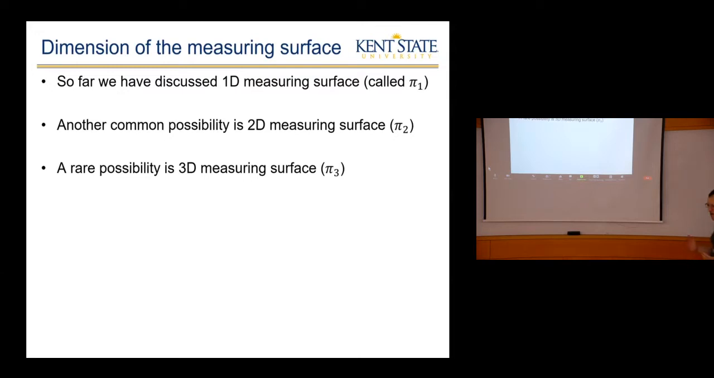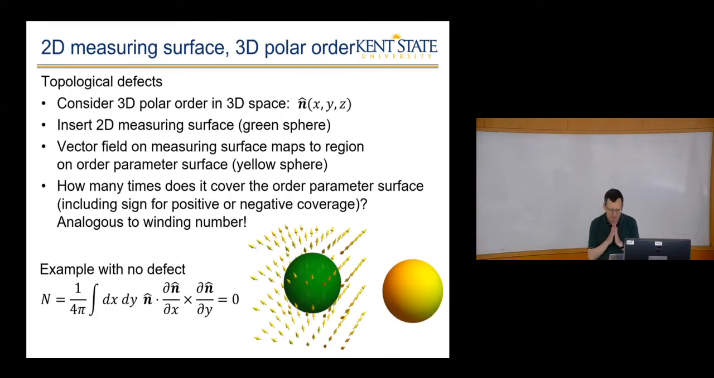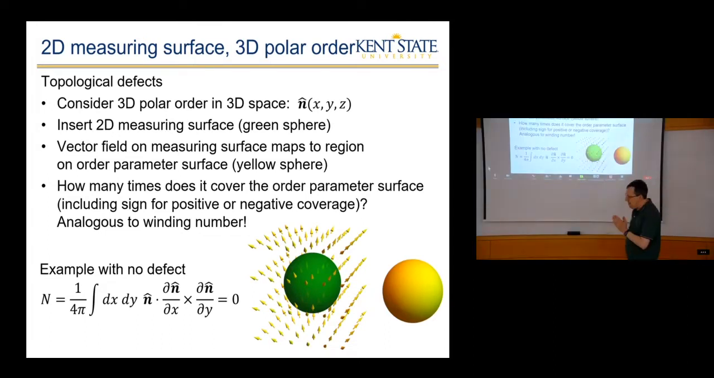But that's not the only possibility. Another common possibility is a two-dimensional measuring surface, which topologists would call pi 2, and then a rare possibility is a three-dimensional measuring surface, pi 3. Let me talk about the 2D one a lot and the 3D one a little bit. For the 2D measuring surface, okay, suppose we have three-dimensional polar order, like a magnet, for example, and it's defined in three-dimensional space, okay?